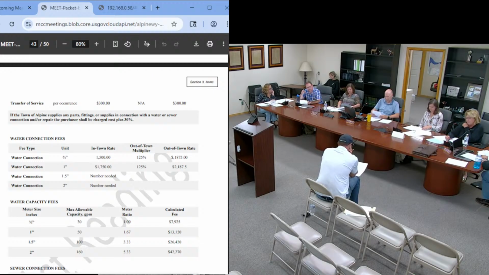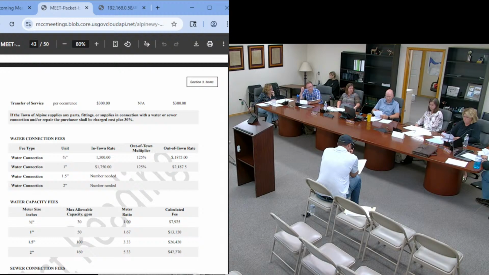Then the water connection fee, I was a little confused because I thought we passed a resolution or ordinance that said if you're not part of the town, you can't connect. Special exception. Town council can choose to make a special exception and has the ability to allow someone in. But we're still trapped by 125%. Oh, water connection fees out of town, in town, out of town, okay, I got you.